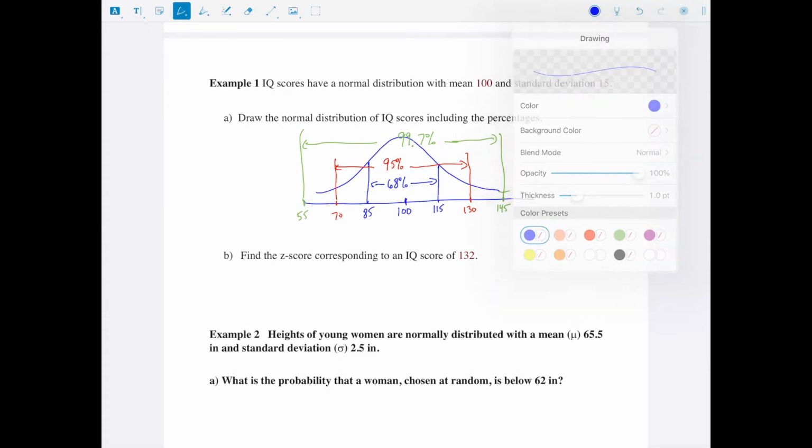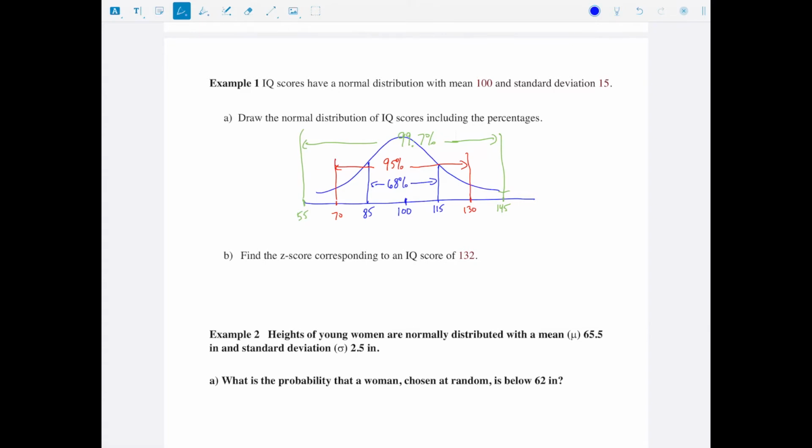So let's apply this to the Z-score. So if you have an IQ score of 132, what is that Z-score? So notice that 132 is up here somewhere. So you are above the average person quite a bit. Actually, you're more than 2 standard deviations above the average person. So your Z-score can be calculated with X minus mu over the standard deviation.